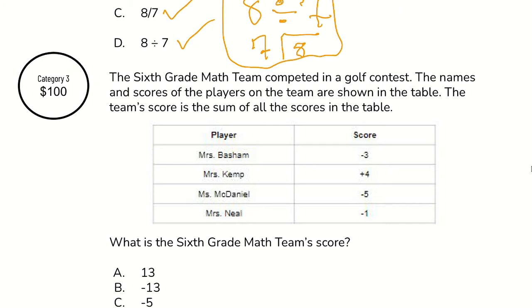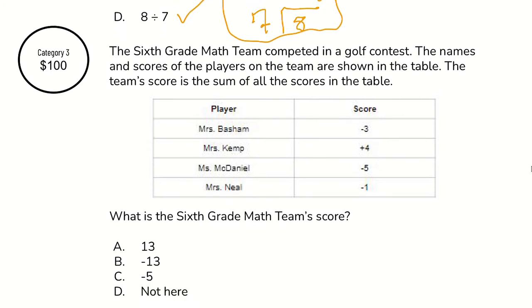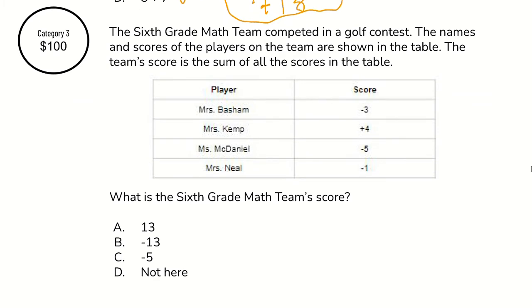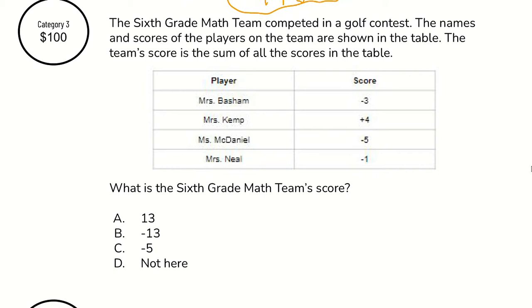All right, the 6th grade math team competed in a golf contest. Everything's about golf today. The names and scores of the players on the teams are shown in the table. The team score is the sum of all scores in the table. Ooh, some keyword. What is the 6th grade math team score?